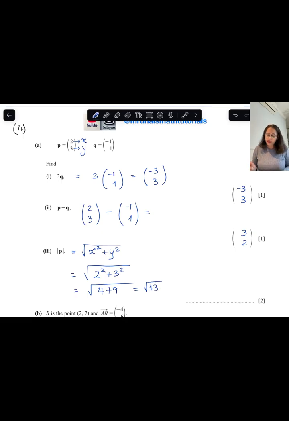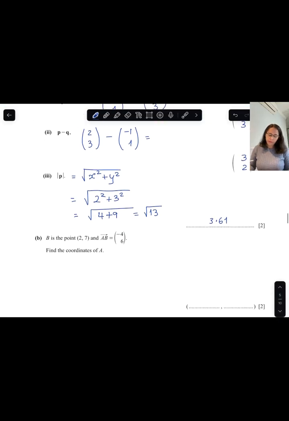Mind you, if it's a non-calculator paper, then of course you're going to get a perfect square over here. But at this point, I'm just going to make use of the calculator and work out what the square root of 13 is. That is equal to 3.61, correct to 3 significant figures.